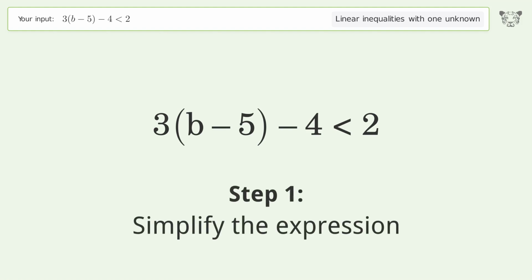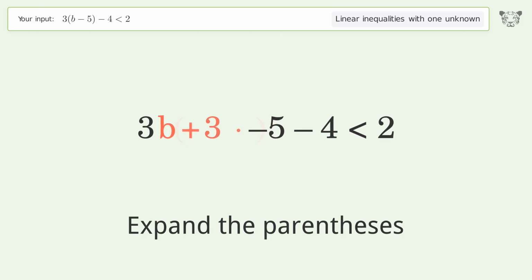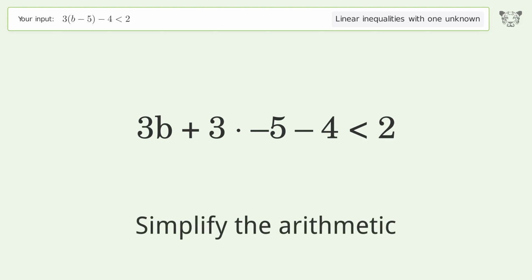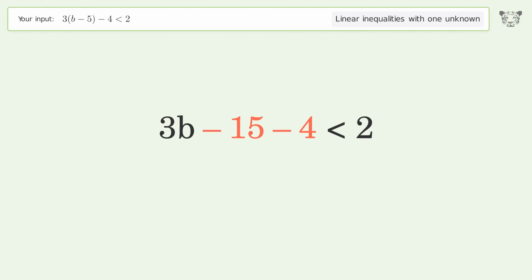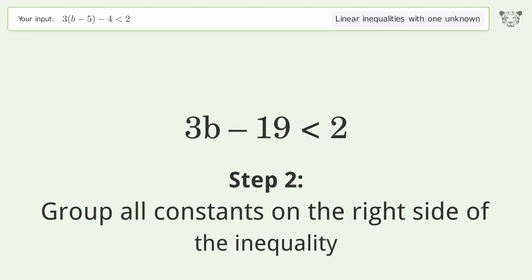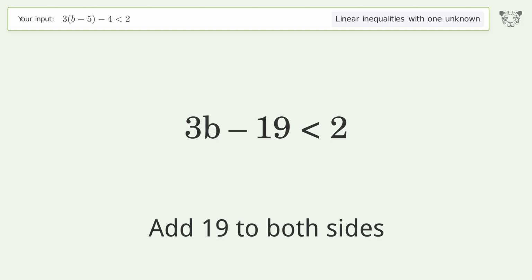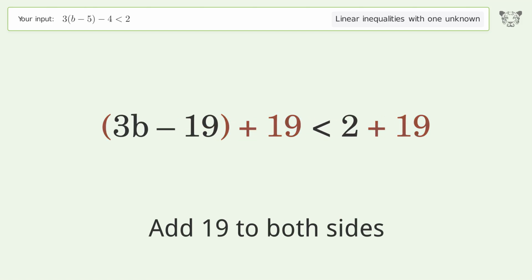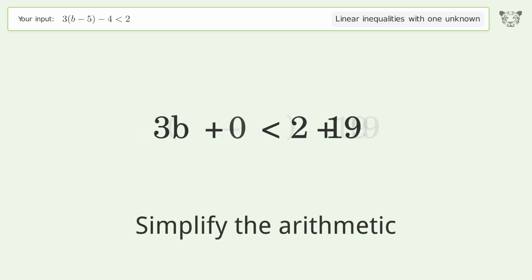Simplify the expression. Expand the parentheses. Simplify the arithmetic. Group all constants on the right side of the inequality. Add 19 to both sides. Simplify the arithmetic.